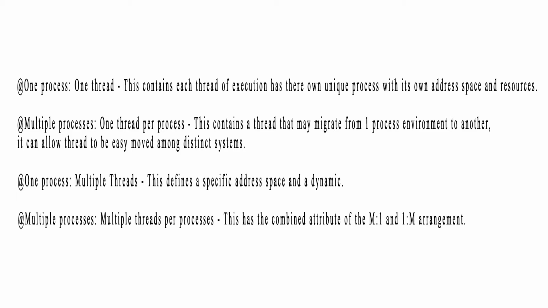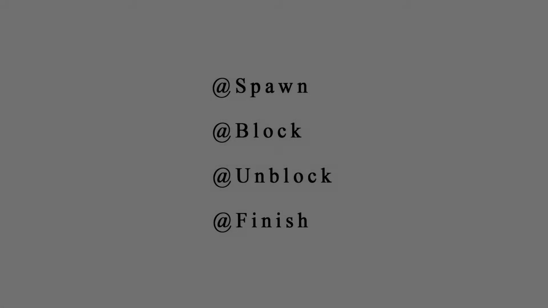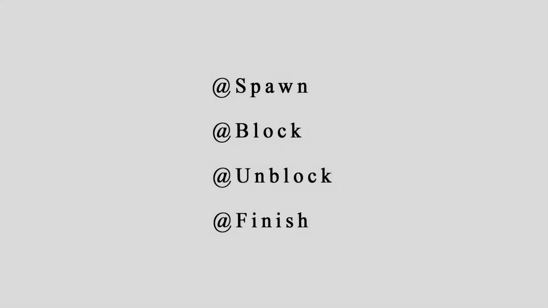And lastly, multiple processes and multiple threads per process. This has the combined attributes of the M:1 and the 1:M arrangements. It means that it combines multiple processes with one thread per process and one process with multiple threads.